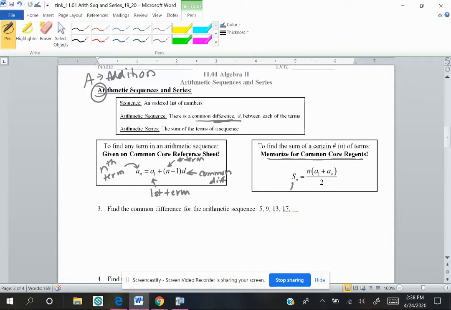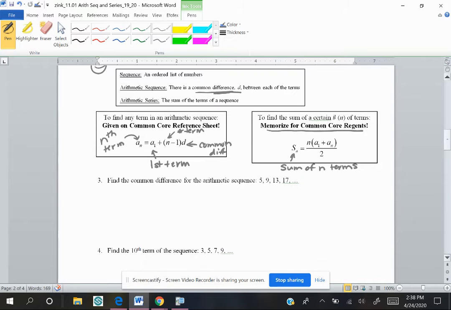For the sum of the terms, S sub n stands for the sum of n terms. So if you're looking for the first 3 terms, then that would be the sum of the first 3. N again is the number of terms. A sub 1 still is your first term. A sub n is your nth term, and then you divide the whole thing by 2. And we'll look at that a little bit more as to how to get that formula in a couple questions.